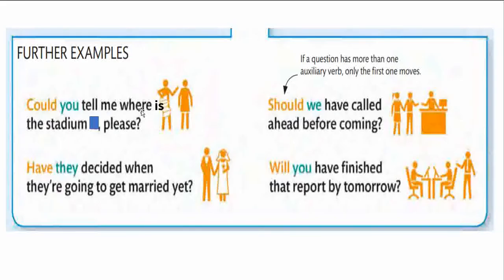Could you tell me where the stadium is, please? Have they decided when they are going to get married? Should we have called ahead before coming? If a question has more than one auxiliary verb, only the first one moves. That means, will you have finished that report by tomorrow? Now, requesting you to construct sentences based on the structure that is on screen.